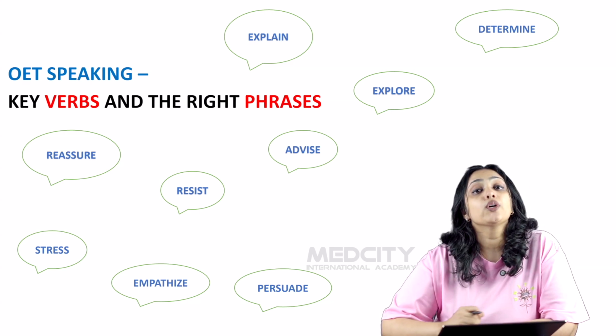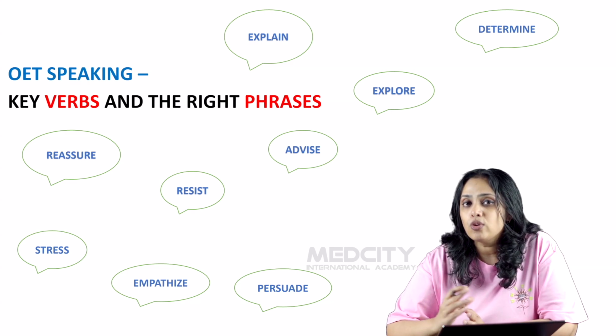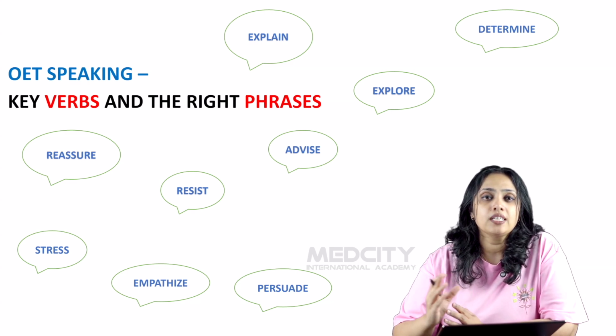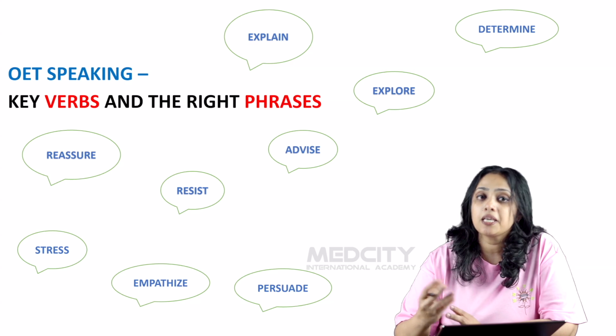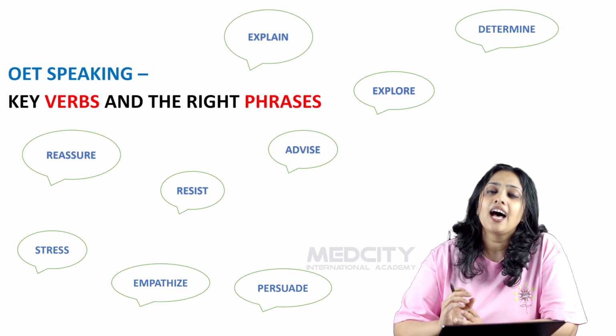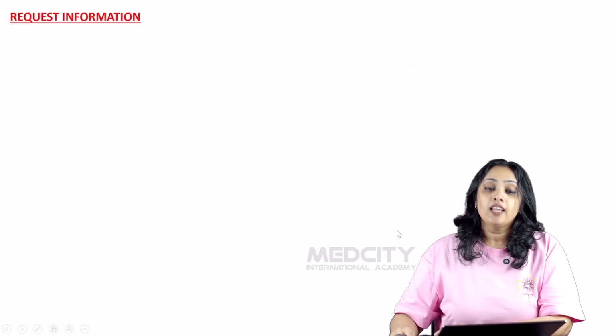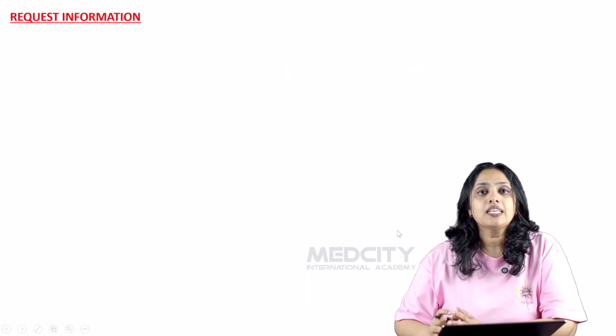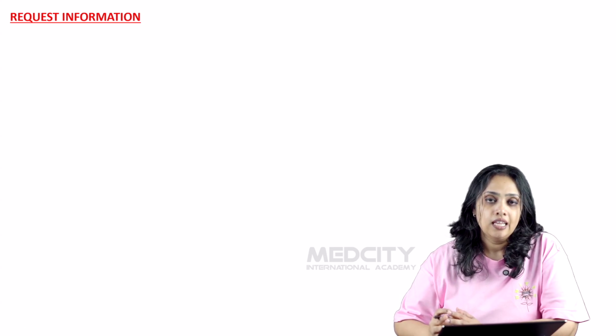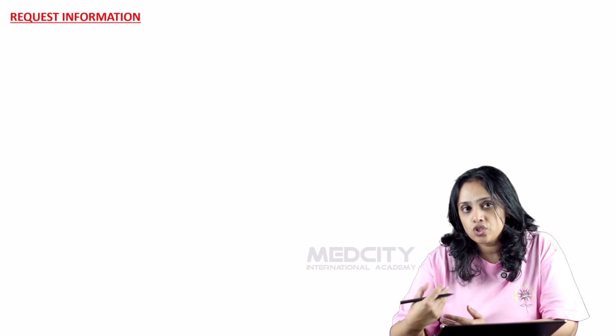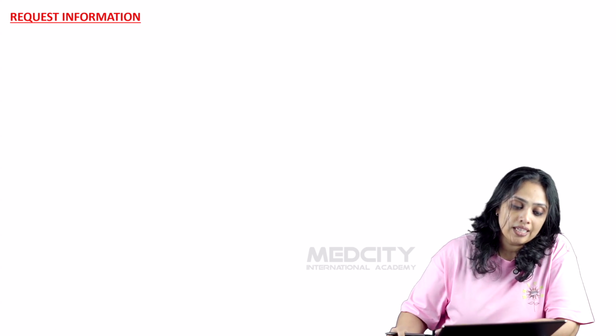So in this video, we're going to explore or navigate through some of the special key verbs that appear in the OET roleplay cards and what phrases can be used along with these verbs. So let's start. Now here I have categorized the special verbs based on their functionality. Verbs which provide the same function have been grouped under one category. So the category we are going to look at first is requesting information.